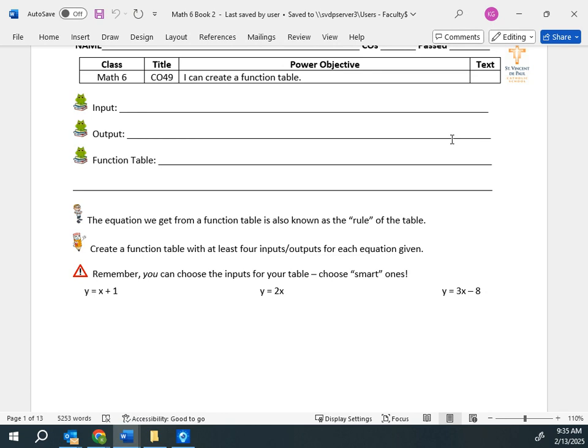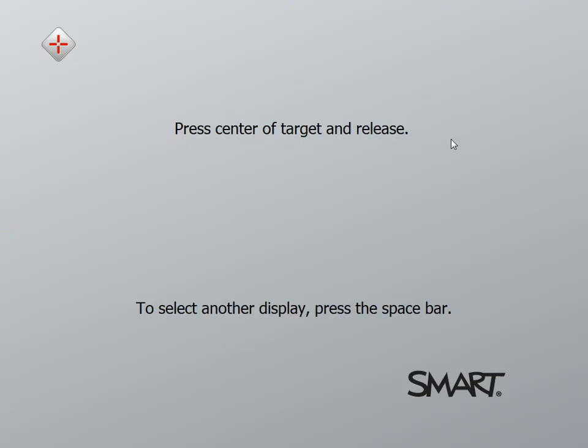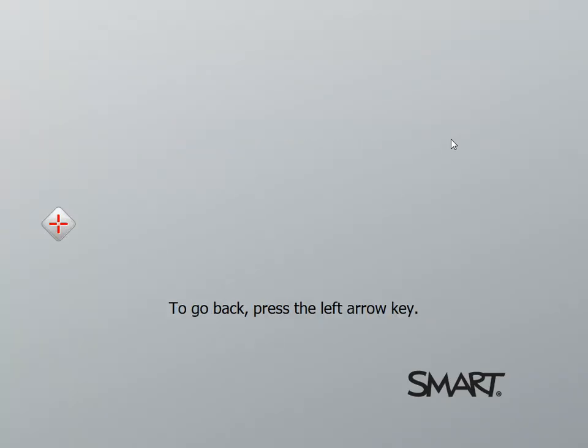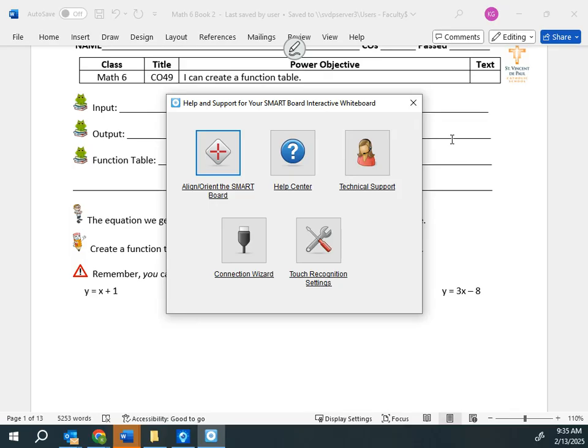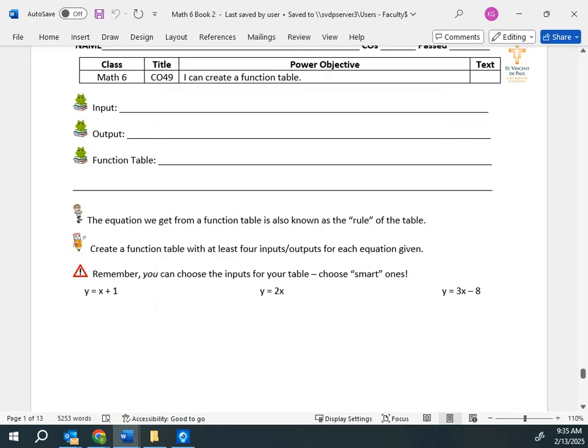Our first term is the input. Input is, oh my, do I need to calibrate? Well, first thing I have to do is a little calibration. Now hopefully it will write better for me.